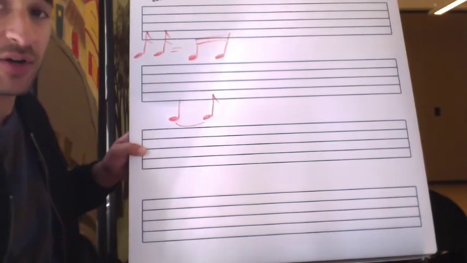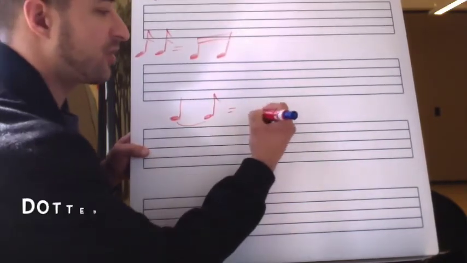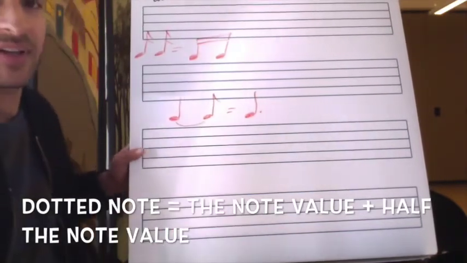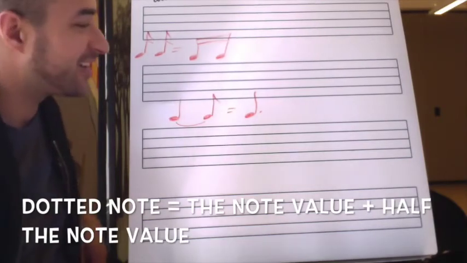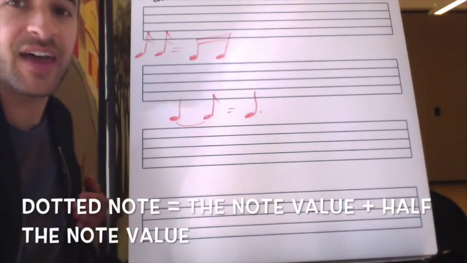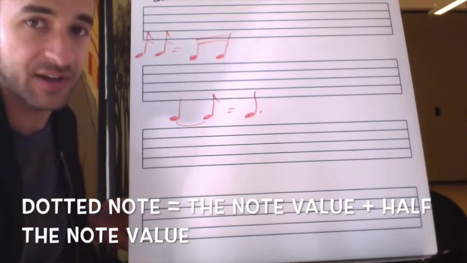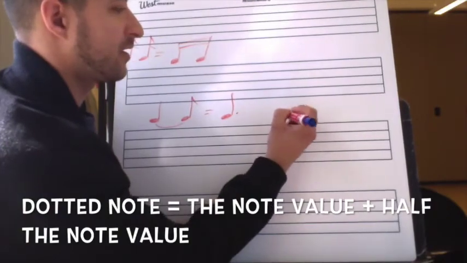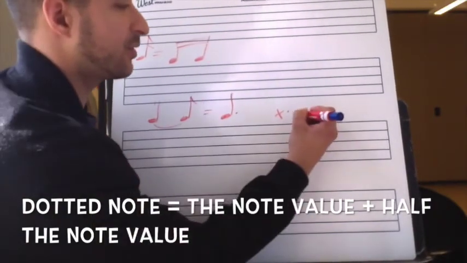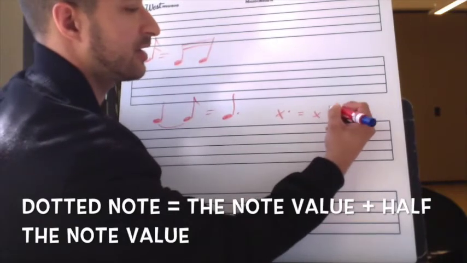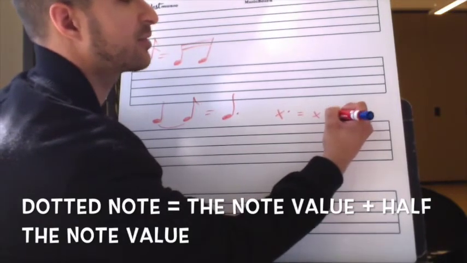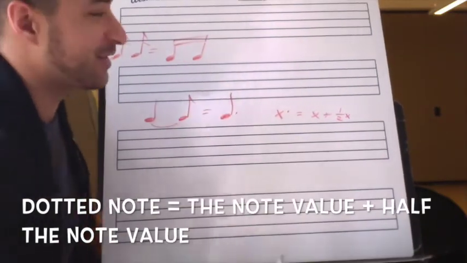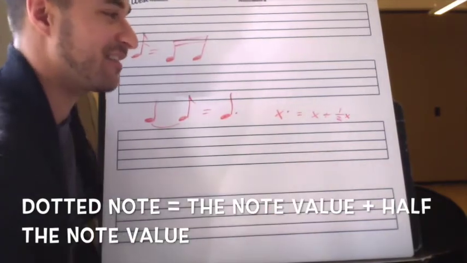However, there's another even quicker way to write the same thing, and that's to write a dotted quarter note. Like that, as if it has a little mole. Now a dotted note simply means that note value plus a half of that note value. If you're good at math, you're going to like this way of expressing it. X with a dot equals X plus a half X. I'm not that great at math, but there it is. X plus a half X.